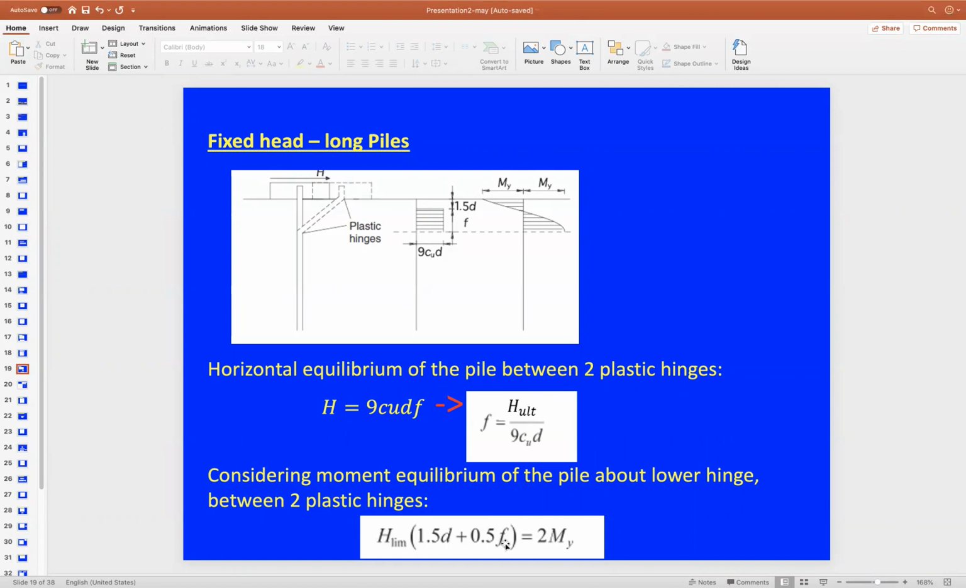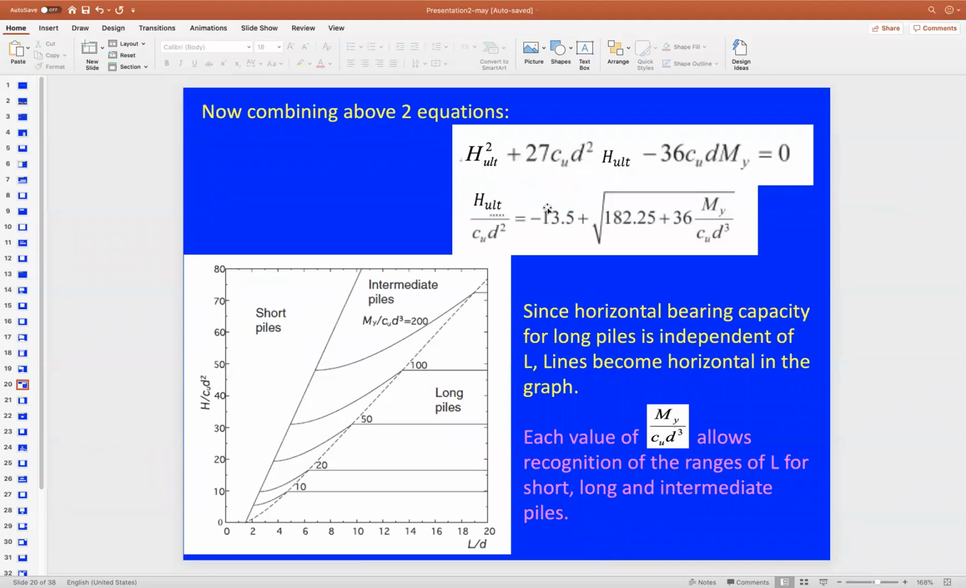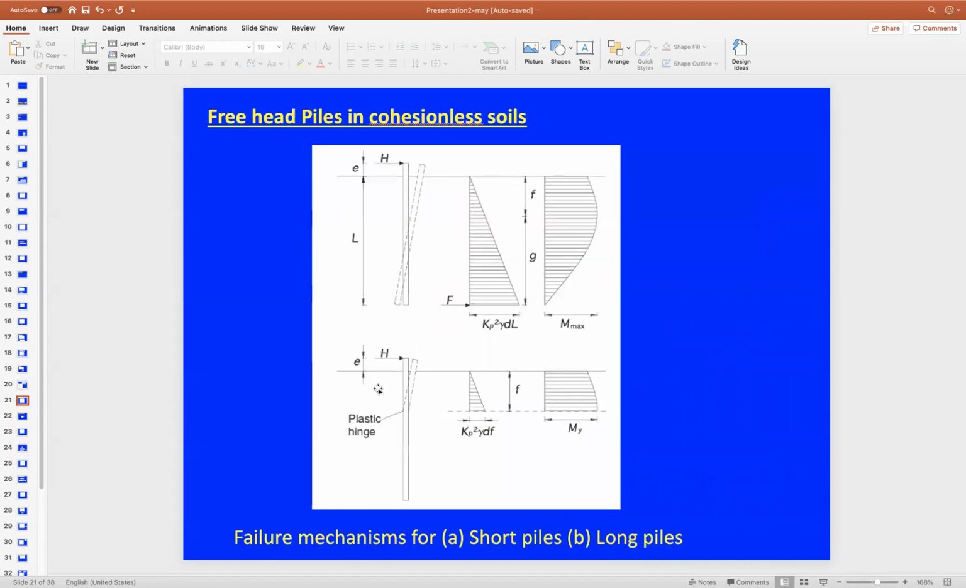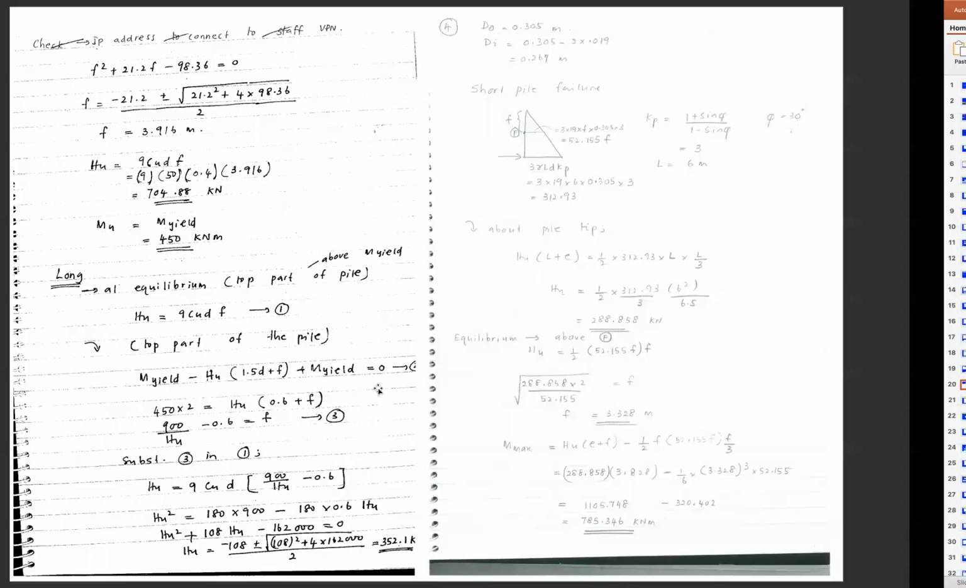If we substitute the value of f from this equation, we're going to end up with this equation, which relates H ultimate to Cu, D and Mu, which are all given values. You can find the H ultimate value directly from these equations under the fixed long pile failure scenario. And obviously you can use these equations, but now you need to use the straight lines to find the value of H over Cu D squared. And so this is for these questions.